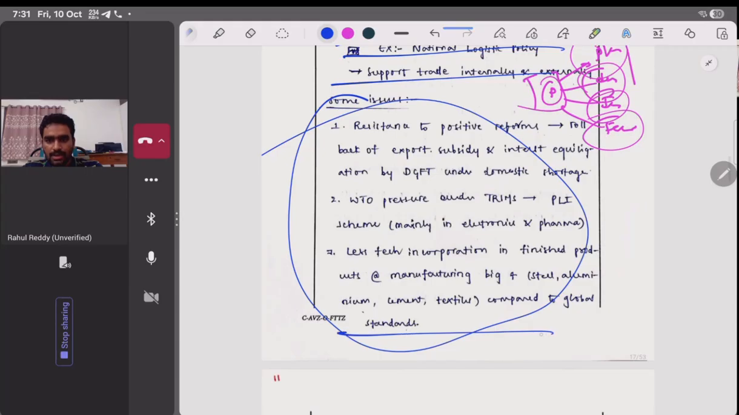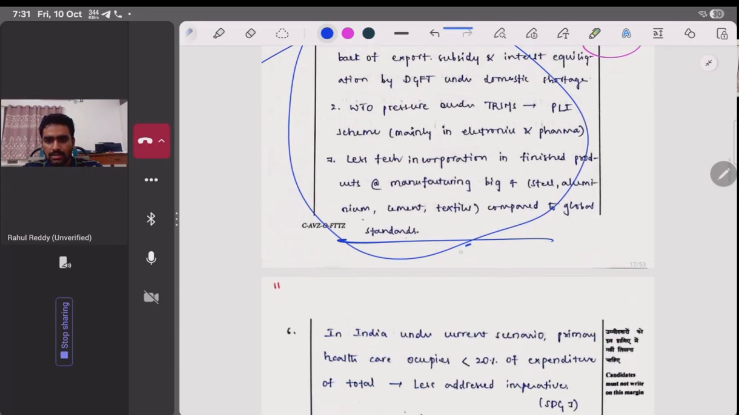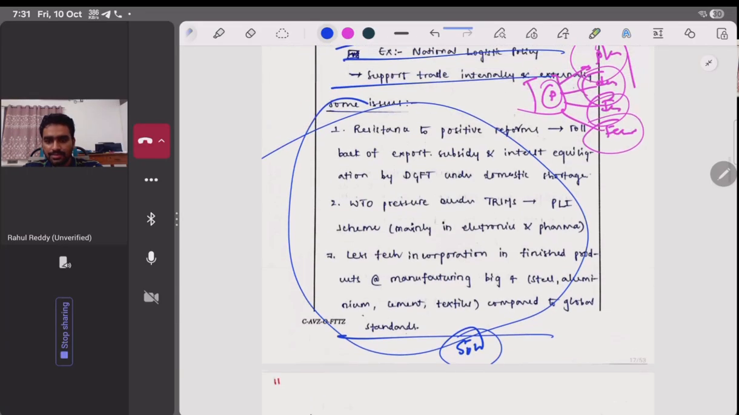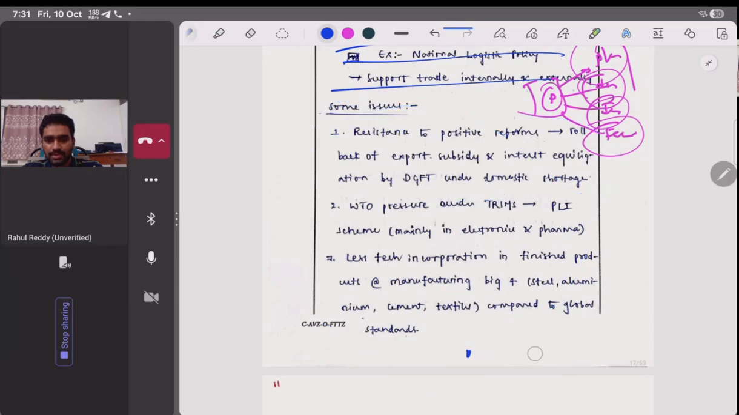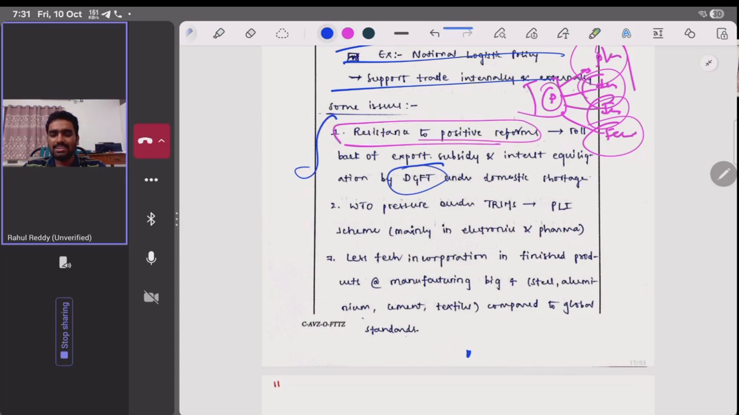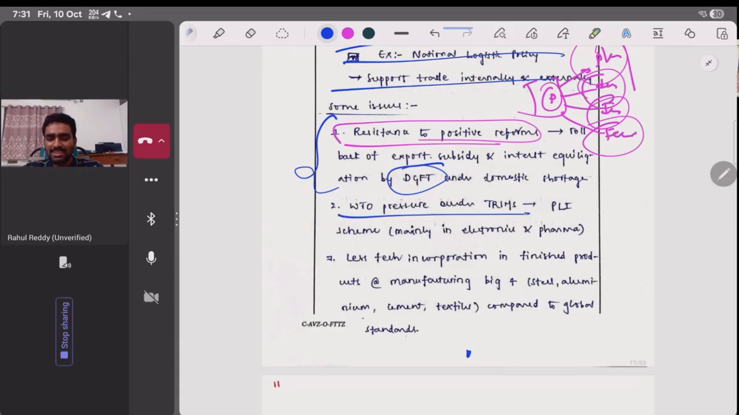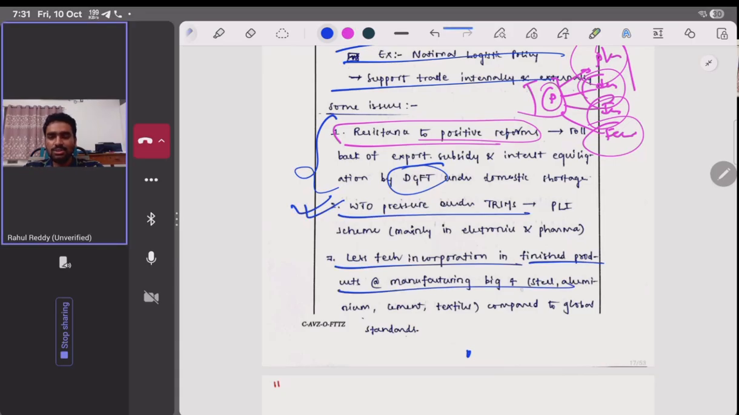Then some issues. Now if you write issues, there must be some solutions. You don't need to write issues that are too long. Writing resistance to positive reform, rollback of export subsidy. Oh my God, no one reads such long things. No one reads these three lines. No one reads WTO pressure. Keep it to one line.